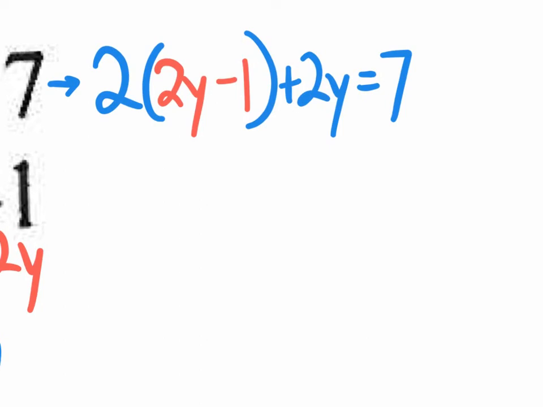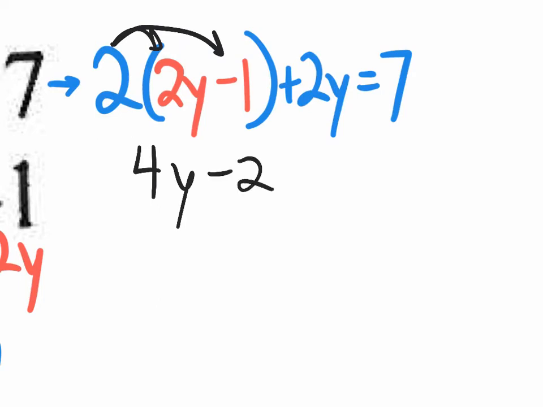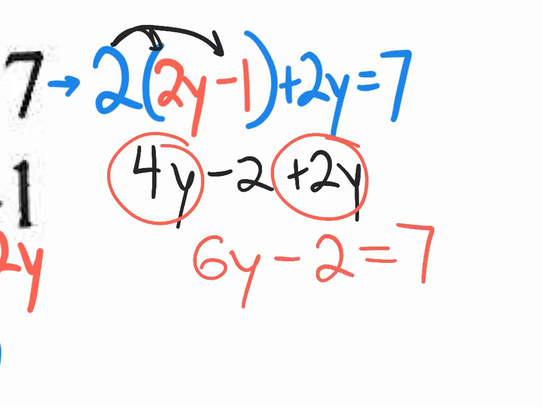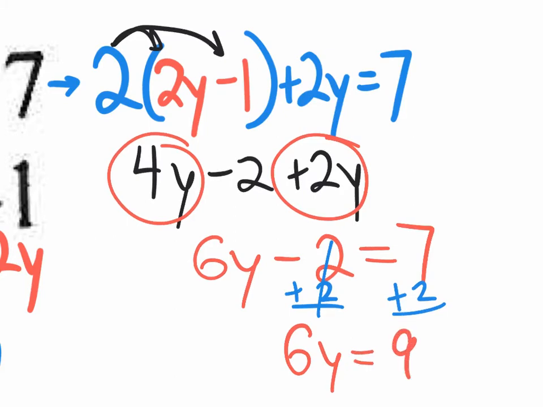We're going to distribute first. 2 times 2 is 4 with the y. 2 times negative 1 is negative 2. Bring down the plus 2y. Combine like terms. We have a 4y plus 2y. That is 6y's. Minus 2, bring down the equal, bring down the 7. If you want to get rid of that minus 2, you're going to go plus 2 to both sides. You're going to end up with 6y equaling 7 plus 2 is 9.